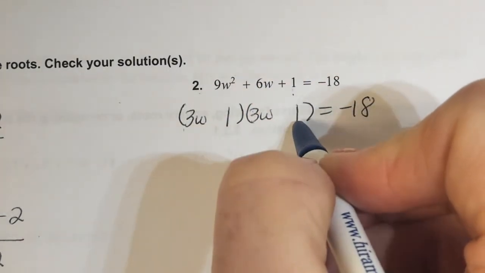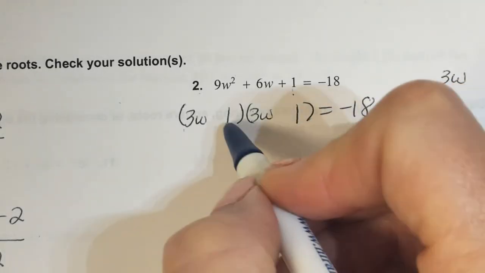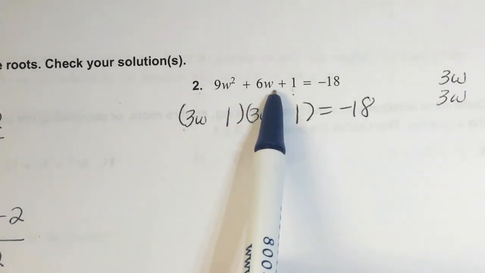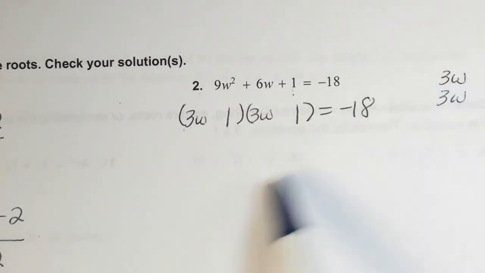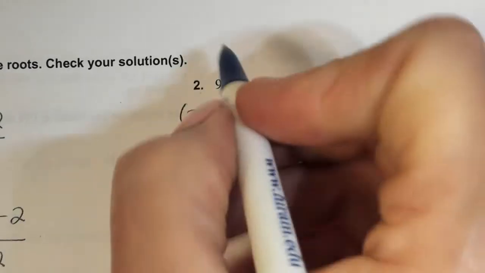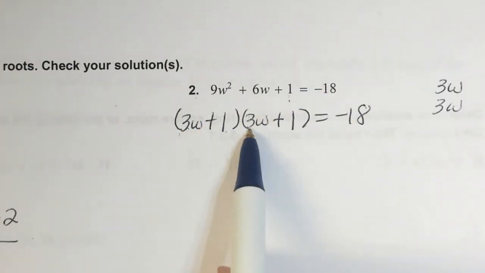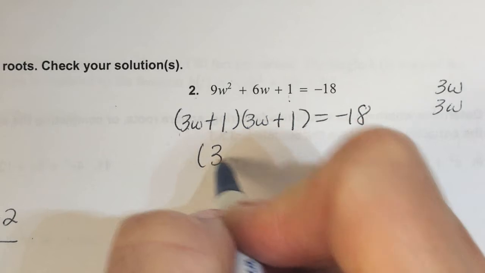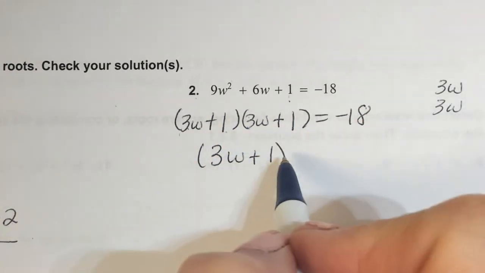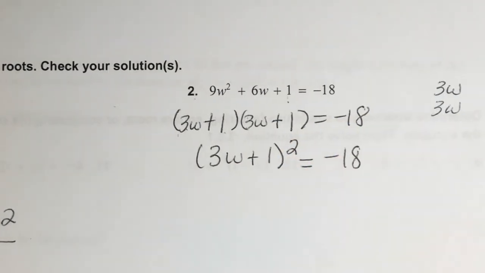1 and 1, right? Now, when I check my outers, I get 3w. When I check my inners, I get 3w. And I want to get a positive 6w. So what do I want the signs to be of these 3w's? Plus on both. So now I have 3 plus w and 3 plus w, so that's the same thing as 3w plus 1. I said 3 plus w, I mean 3w plus 1 squared equals negative 18.